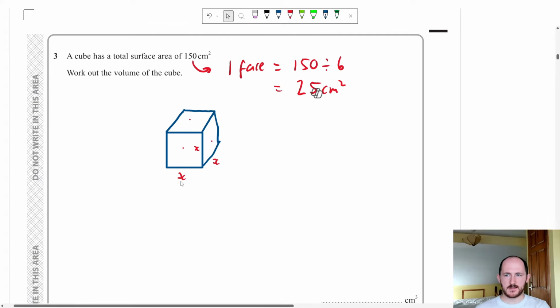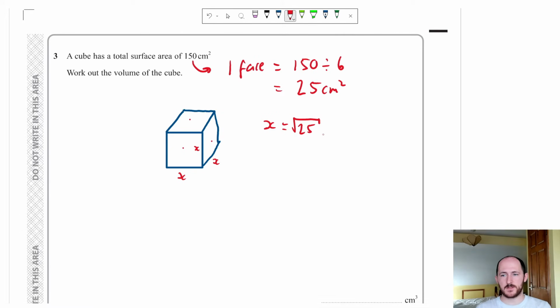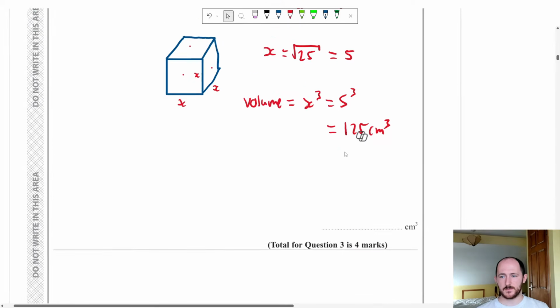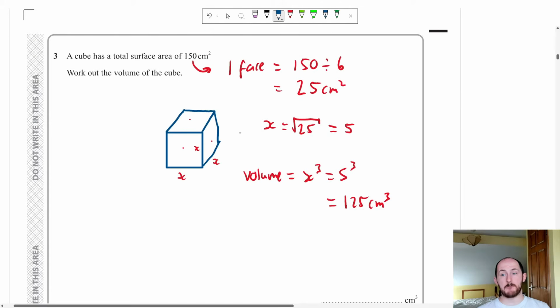But then to get x is just going to be the square root of that, right? Because how do we get the area of the front face? We do x times x, we do x squared. So if x squared is 25, then x is the square root of 25, which is 5. So now lastly, the volume is just x cubed, right? So it's just 5 cubed, which is 125 centimeters cubed. 4 marks. So again, the maths isn't difficult. Working out these calculations isn't hard, but knowing what to do is the tricky bit.